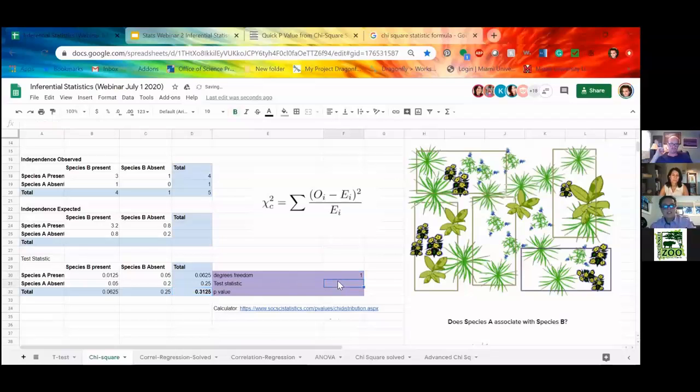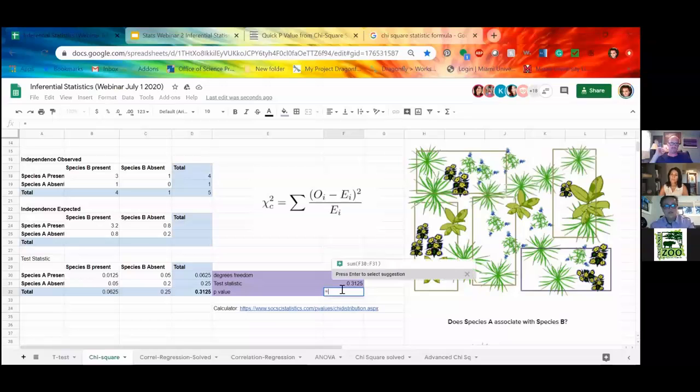Our test statistic, that's our total. So we took the sum of all of these chi-square values, and that's what's right here. That's what our formula says we need to do, add up all the chi-square values. That gives us our test statistic, 0.3125. And now, here's the difference. Where we ran the chi test before, we now want to run the chi distribution.